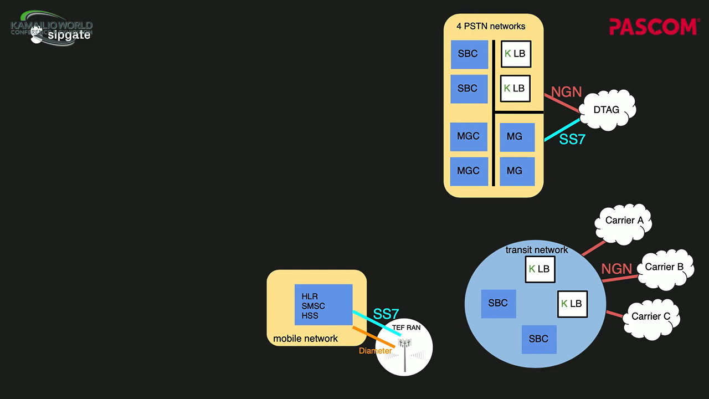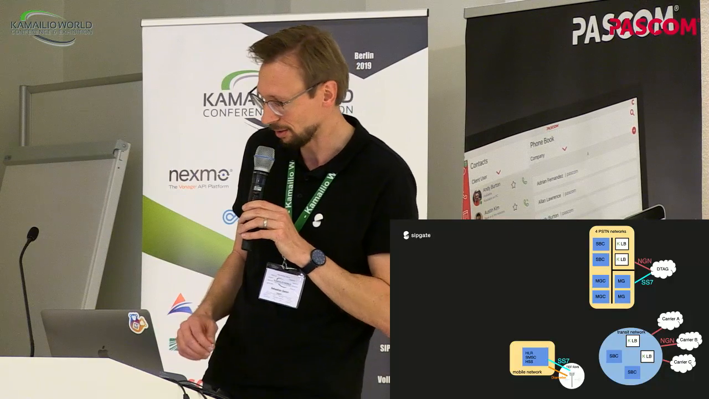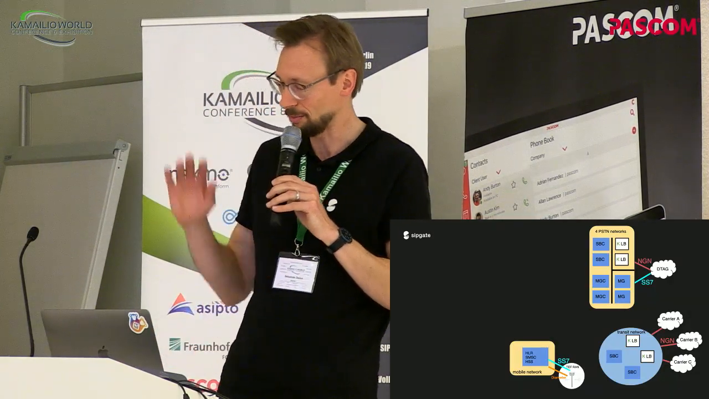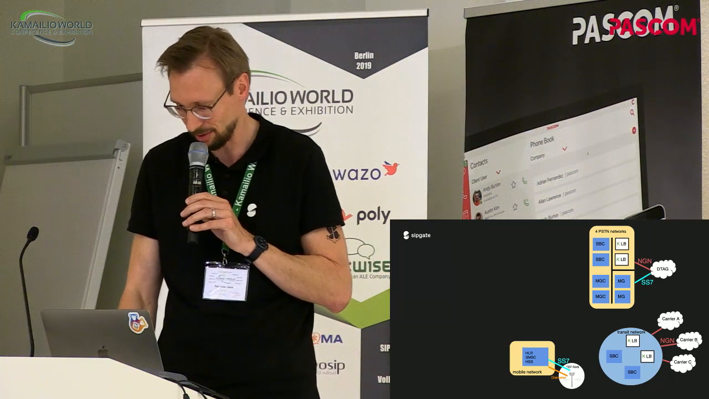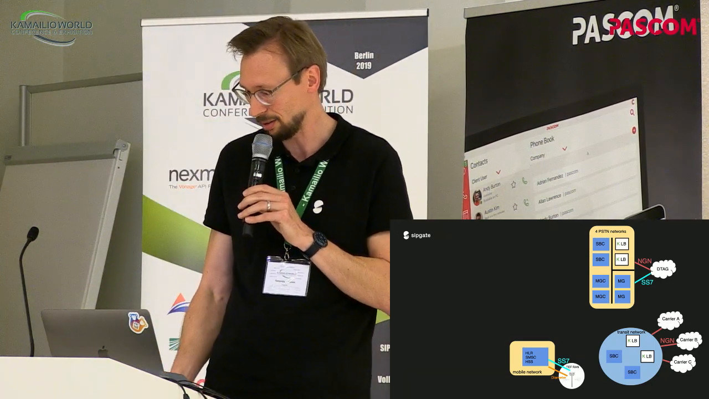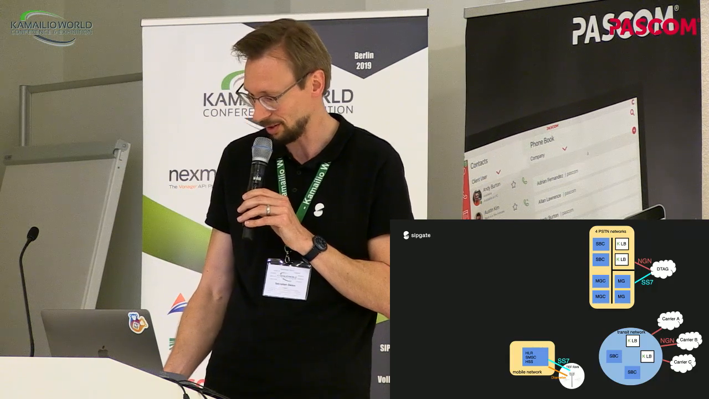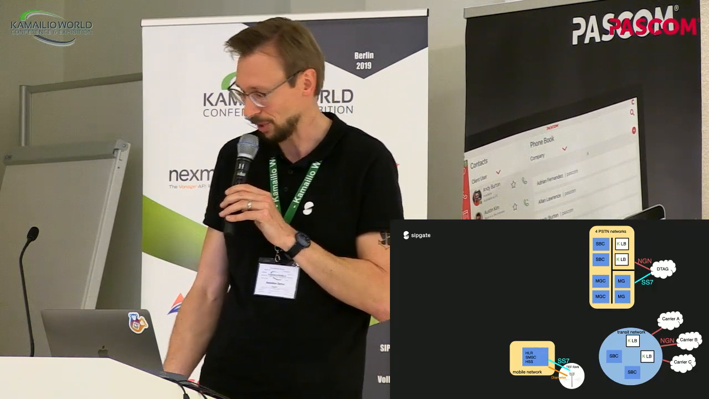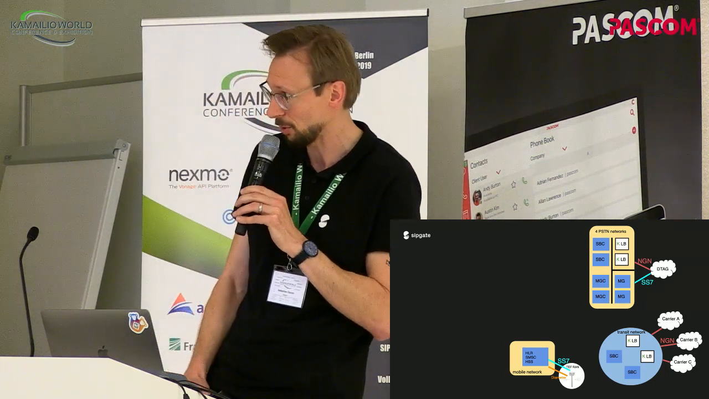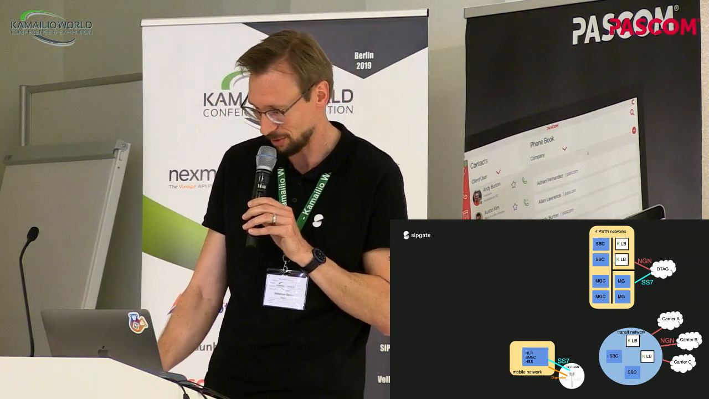You see there are 4 PSTN networks. There's one that already has an NGN interconnect, and the 3 others still have SS7 interconnects. And for the NGN interconnect, we use a Kamailio as a load balancer, and behind that some SBCs, Yate, Asterisk stuff. And for the SS7 interconnects, we still have some black box hardware like the media gateways from AudioCodes, but they are controlled by other open source software, Yate.